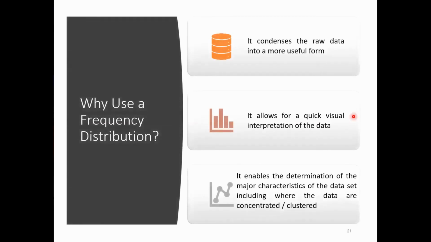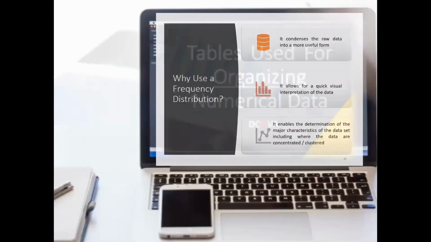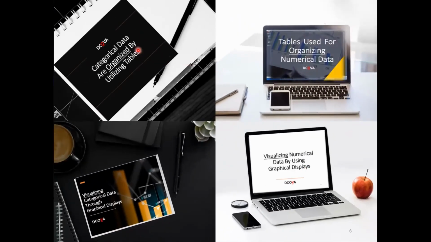So why are we talking about this frequency distribution? Why do we use such a thing? Because it condenses your raw data into more useful form. Because if not, your data is just spread out. This helps you to categorize your data properly. And then it also allows for a quick visual interpretation. Now, we have the graphical representation also, but this is where we organize the data. So when you organize it, it helps to visually interpret it better rather than having data all spread out all over, right? So that is it for the organizing part of categorical data and numerical data.